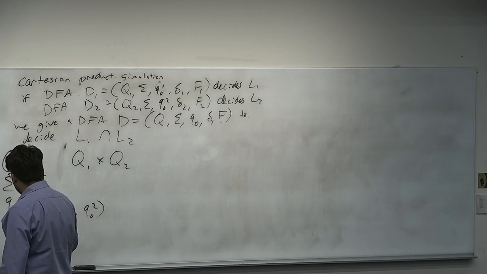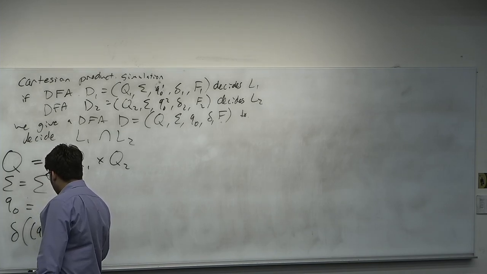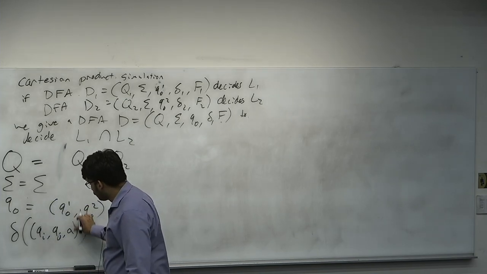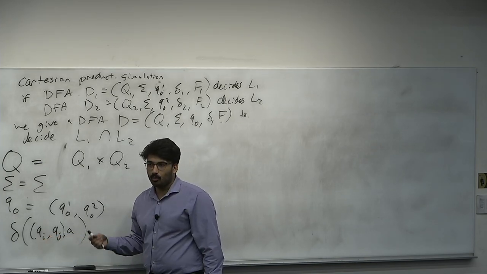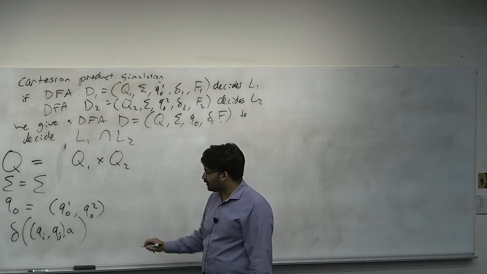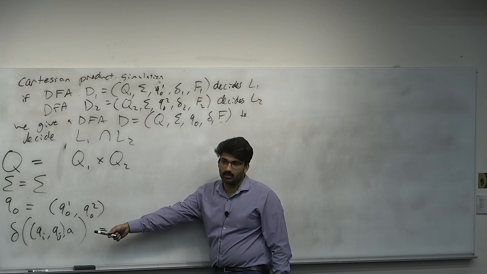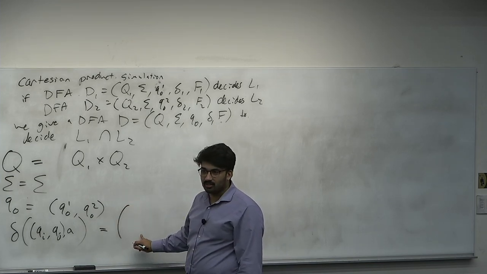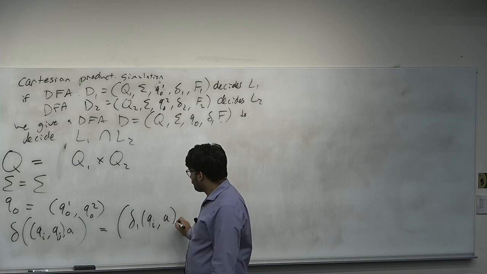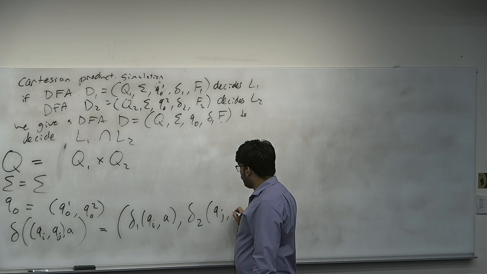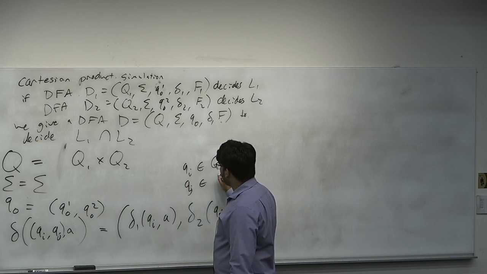Here's the hard part. Delta of a state, which is represented by a Cartesian product, Qi, Qj, comma A. So the transition function takes a state and a symbol, and it outputs a state. But what state should that be? The state it outputs should be as if it moved between both transition functions simultaneously. So this transition function is going to be a function of the two transition functions. It's going to move in the first coordinate as if it moved through the first DFA, and in the second coordinate as if it moved through the second DFA. Delta 1(Qi, A), delta 2(Qj, A), where Qi is in Q1, Qj is in Q2.